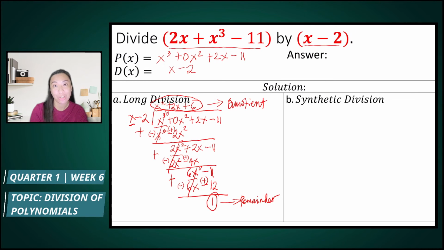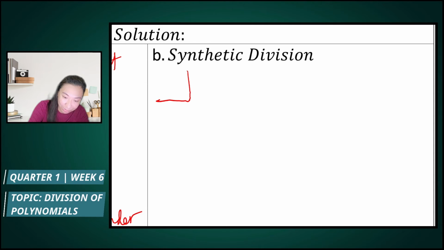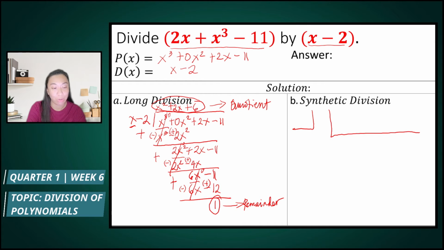So, for synthetic division, take note that we are only going to use the coefficients of the dividend and the value of r for the divisor. So, we are going to write lines first. Okay, yan. So, on the upper right side, I am going to write all the coefficients of the dividend. So, for x cubed, the coefficient there is 1. For x squared, the coefficient is 0. For x, the coefficient is 2. And for the constant, that is negative 11.